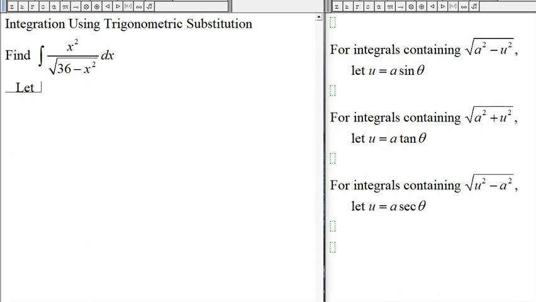So we let a squared be 36, and then take the square root of both sides. The square root of a squared is a, the square root of 36 is just 6. And then next, we'll let u squared be x squared, and then take the square root of both sides. We get u is x.